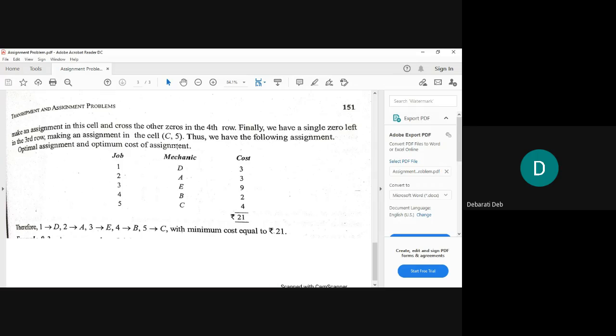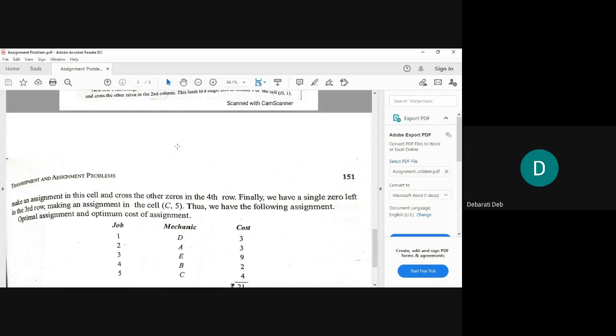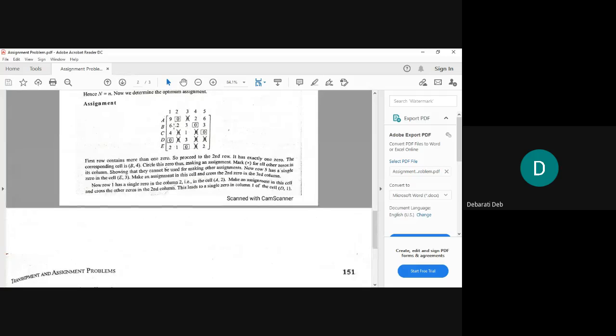Then you make 3 columns: job, mechanic, cost. This will depend on the information given in your question. If activity is mentioned, you write activity. If person is mentioned, you write person. Here, job and mechanic were mentioned, so you will write job, mechanic, and cost. Now, next you will write job numbers 1, 2, 3, 4, 5 in the job column. So 5 jobs. Then you will have to look at the circled 0. Job 1 has been assigned to which mechanic? Job 1 has been assigned to mechanic D.